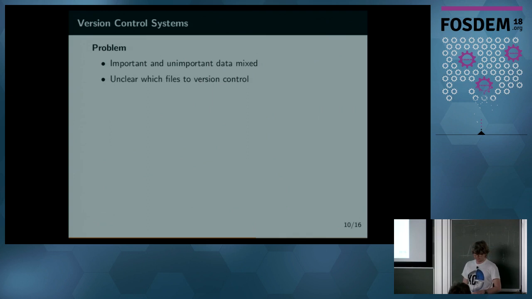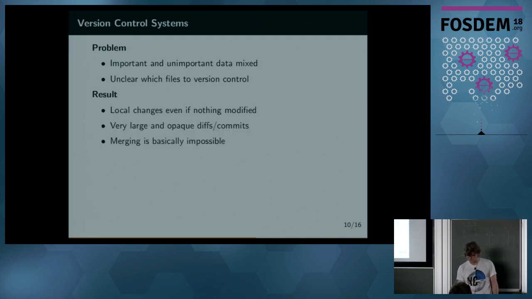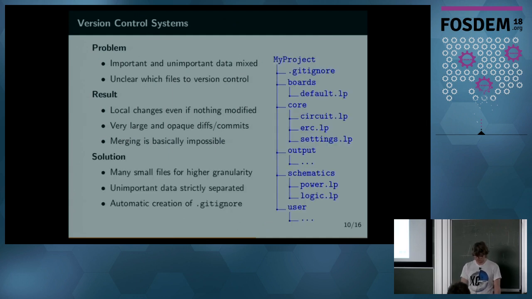So the next problem is version control systems. It's quite hard to version control EDA files because often important and unimportant data is mixed. So you cannot just check in the important data, but not the unimportant. And it's often even unclear which files to put under version control and which not. And the typical result is you have local changes even if you didn't modify anything in a project, or very large diffs, and merging is for sure impossible.